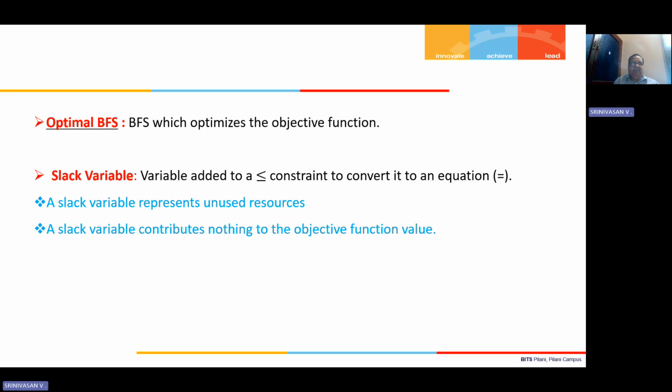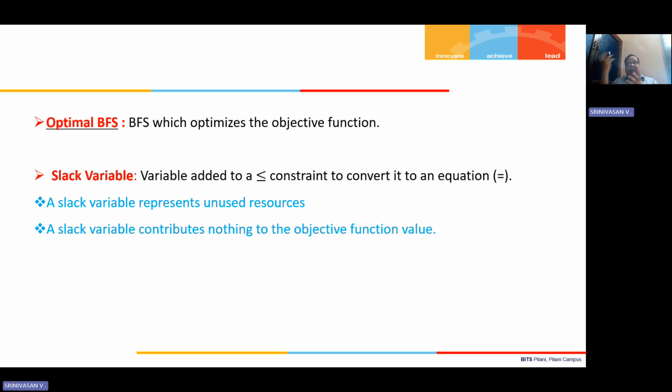Here there is already lagging. Something you need to give more input. So if you add, it becomes balanced. That way you have to remember. So when you add a variable to a less than or equal to constraint, it is getting converted into an equation. Such a variable is called a slack variable.